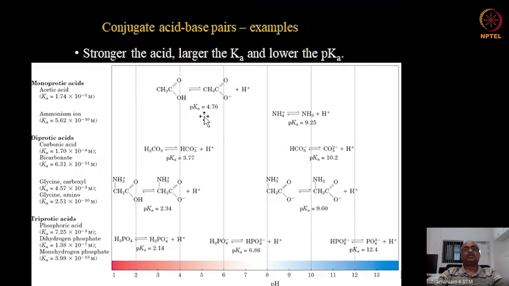That's what it means. While for this one, to dissociate 50%, the pH will have to be 9.25. So this does not readily yield protons. So this is a base. That's clearly indicated by this pKa value. Now you look at the other one, like carbonic acid, its pKa value is 3.77. That means even at a lower pH than the one for acetic acid, 50% of this will dissociate, meaning this is a stronger acid than acetic acid.